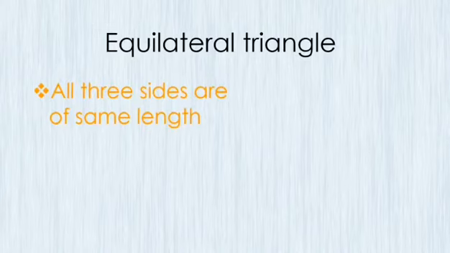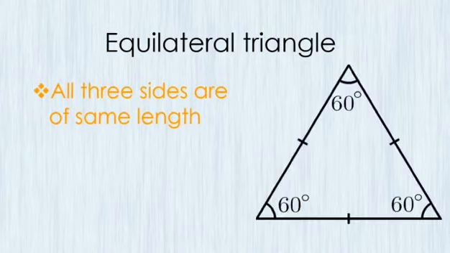All the 3 sides of an equilateral triangle are equal. Suppose if one side of an equilateral triangle is of 5 centimeters, the remaining 2 sides will also be of 5 centimeters each. We mark equal sides of a triangle by short lines to show that the lengths are equal as shown in this triangle.